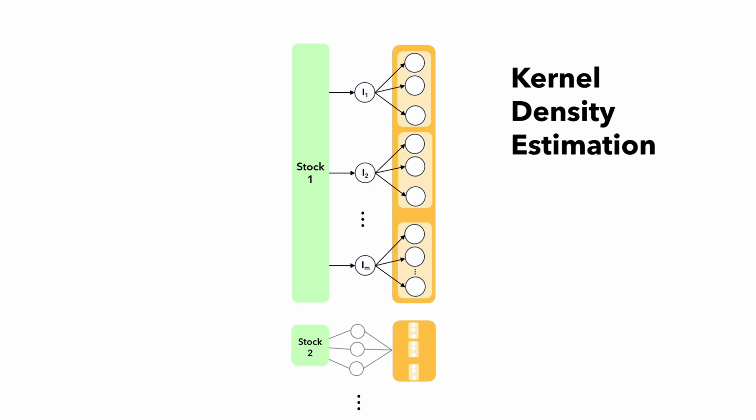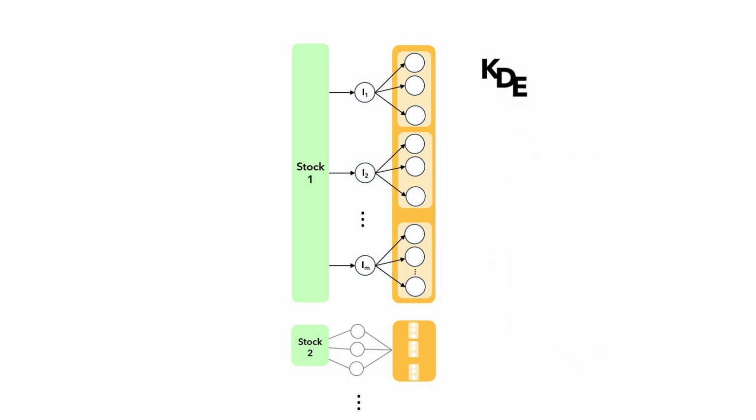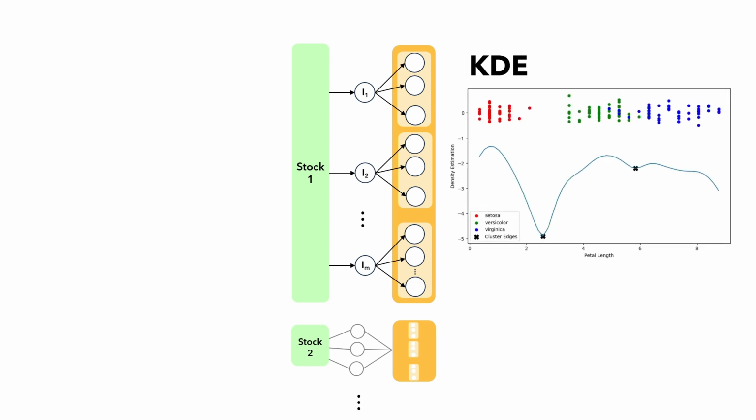For class formation, we employ kernel density estimation on our training data. This creates a continuous probability density function of a given feature. By identifying local minima as breakpoints, we can effectively cluster the data. To validate this approach, we applied it to the iris dataset, where we were able to cluster pre-labeled groups into clusters with a 96% accuracy.